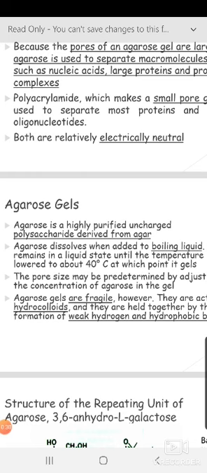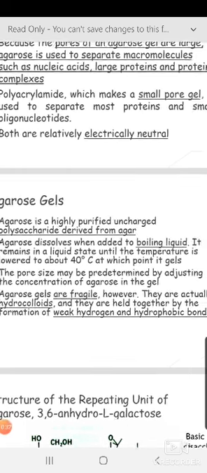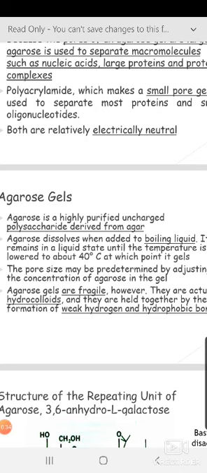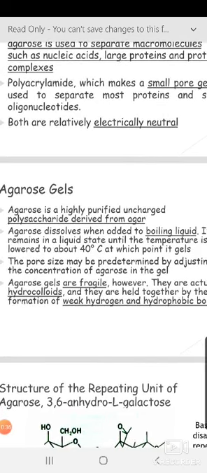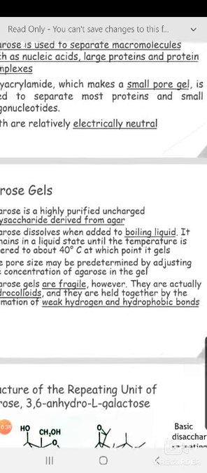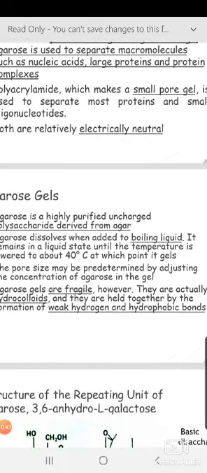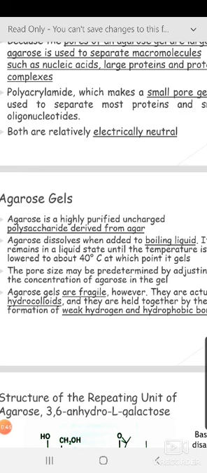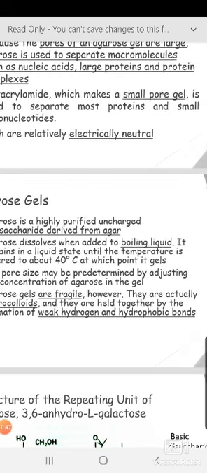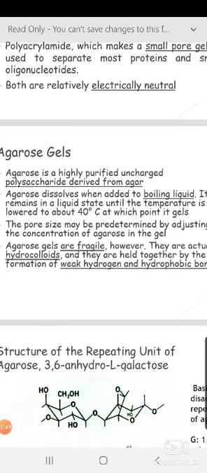The pore size may be predetermined by adjusting the concentration of agarose in the gel. Agarose gels are fragile; however, they are actually hydrocolloids. They are held together by the formation of weak hydrogen and hydrophobic bonds. Remember, there are intramolecular and intermolecular hydrogen bonds.